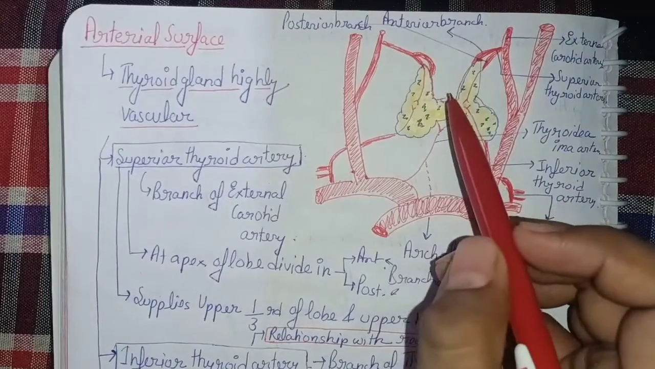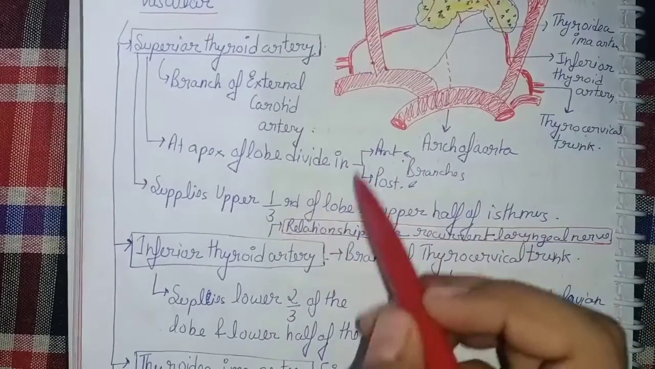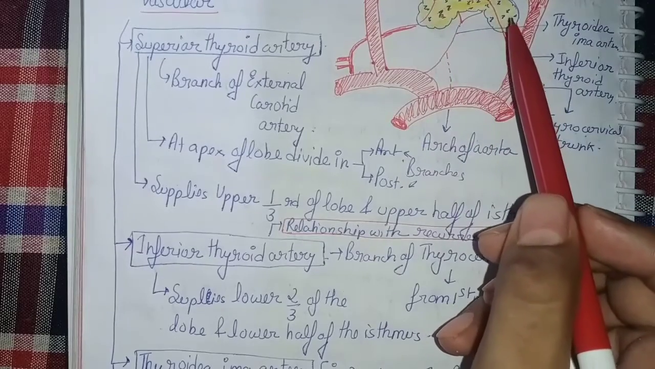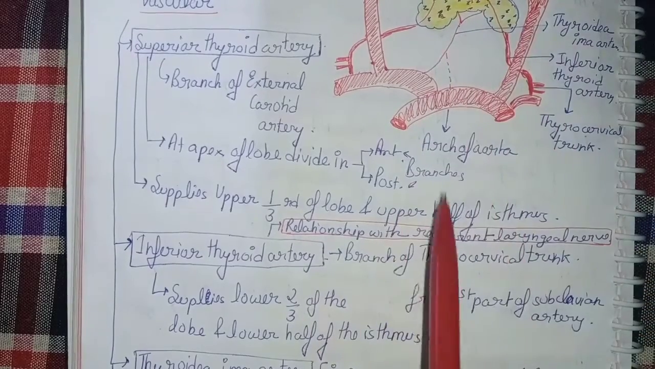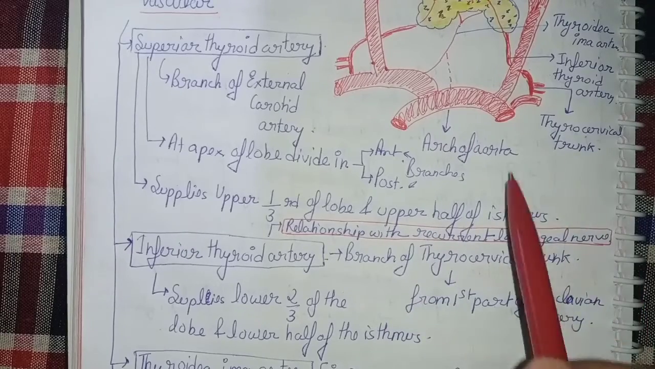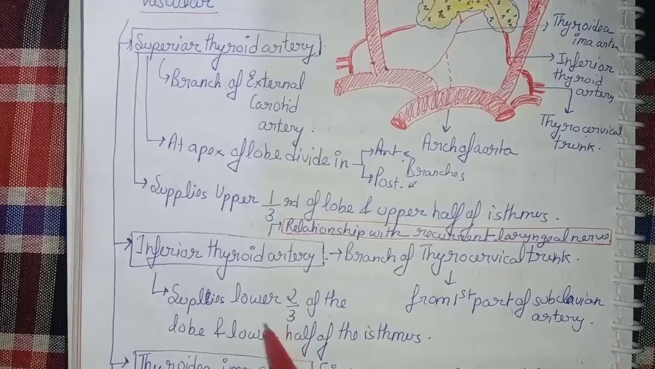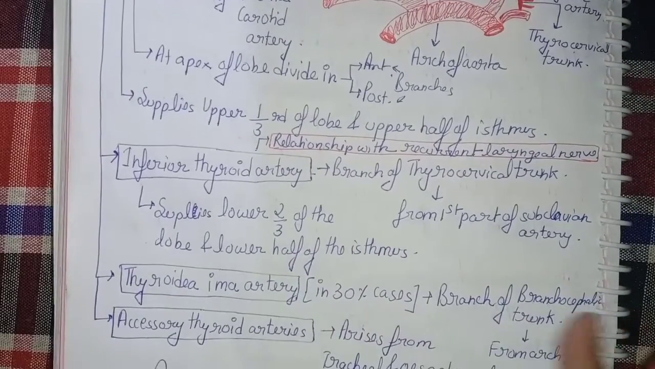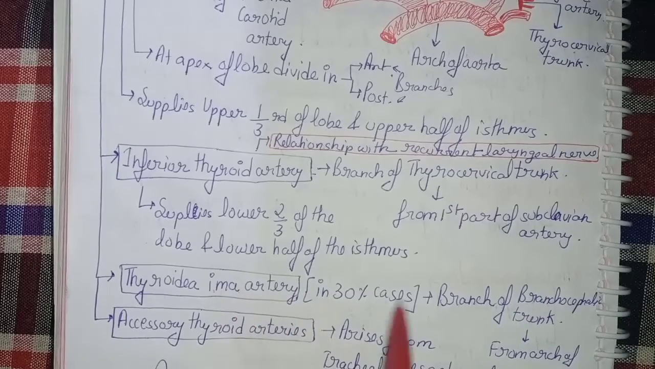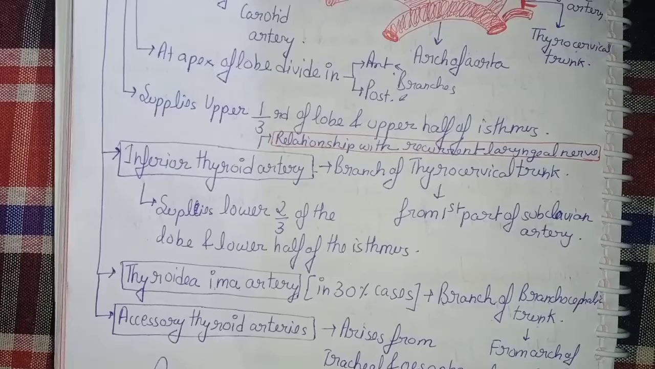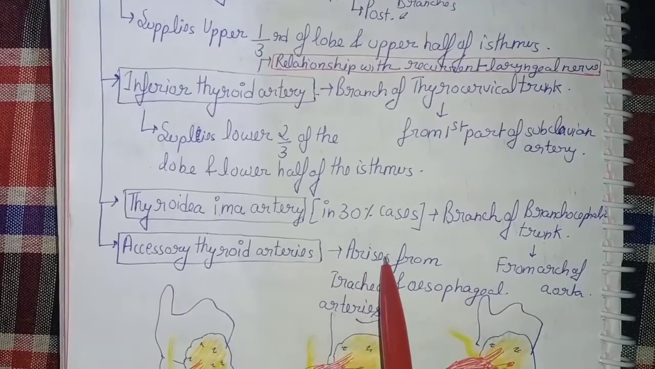Now coming to the inferior thyroid artery, it also supplies the thyroid gland and it supplies the lower two thirds of the lobe and the lower half of the isthmus, and it is a branch of the thyrocervical trunk from the first part of the subclavian artery. Now coming to another blood supply, which is the thyroidea ima artery. In 30% of cases, it is a branch of the brachiocephalic trunk, which is formed by the arch of the aorta, and there is also the accessory thyroid artery, which arises from the tracheal and esophageal arteries.